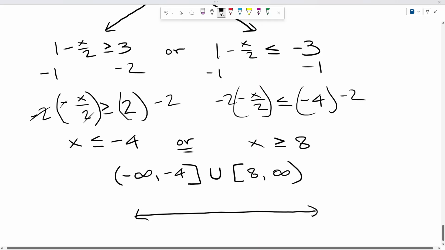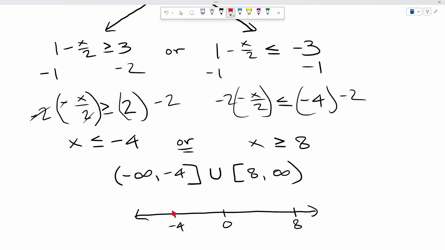Draw out our number line. All right, so negative 4 gets the closed circle, and then we'll be shaded off to the left, going towards negative infinity. And then 8 also gets the closed circle, and that's going off towards the right, towards positive infinity. So great or, so it'll be going in opposite directions.